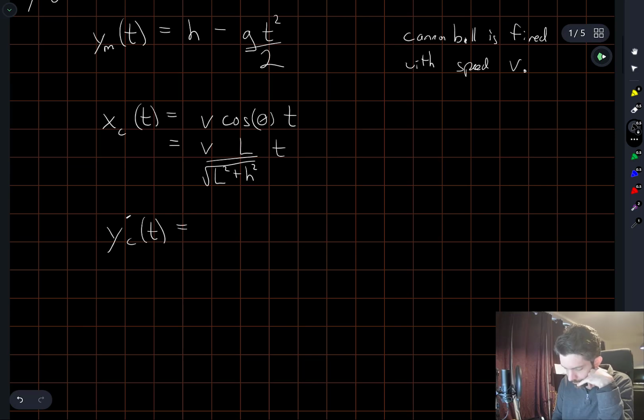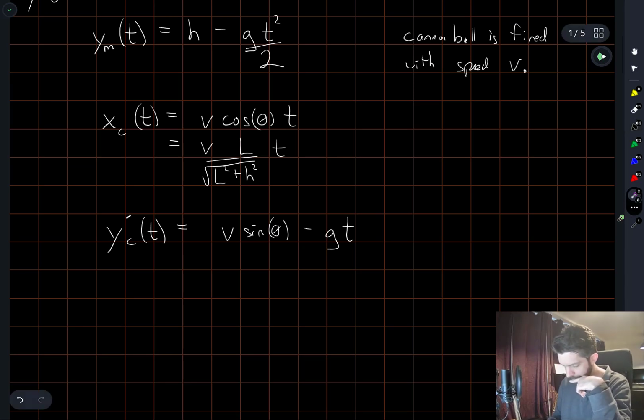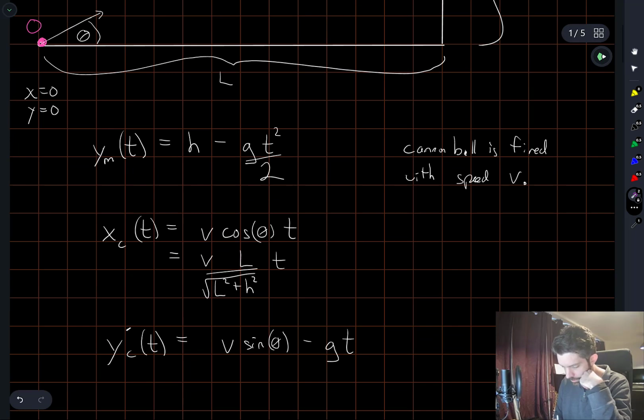So the derivative, well, this will be v times sine theta minus gt, right? So this is the initial vertical component of the cannonball speed. And as time goes by, gravity reduces that linearly.